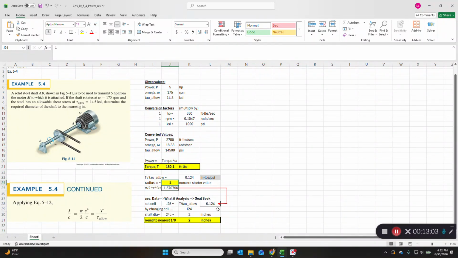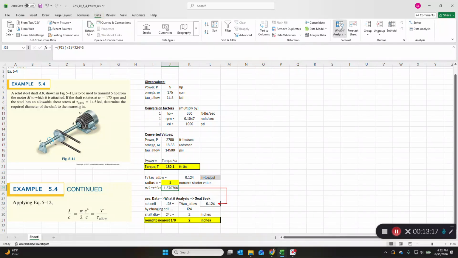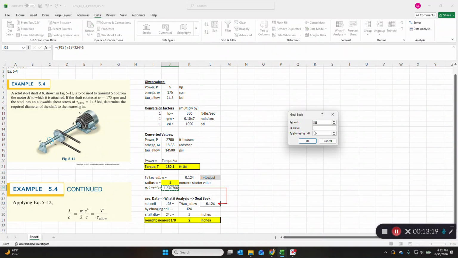All right, so I have an arrow leading down here. Set that cell equal to 0.124. So we're going to do that by changing the dummy value, or the non-zero starter value, of the radius, which we just called 1. So it's very simple now. Data, what if, goal seek, and we're going to set J25 equal to a constant 0.124 by changing the radius C. We click OK, and you can see we crunched through some iterations and we're pretty close to the solution.